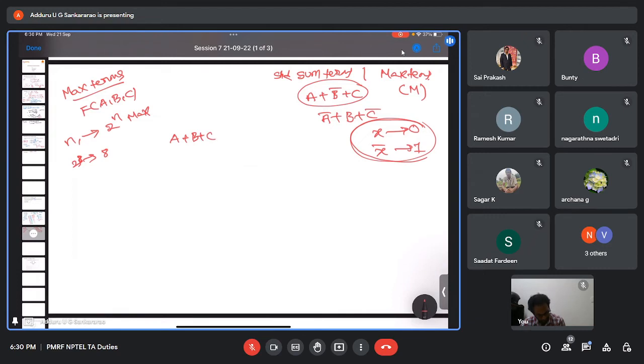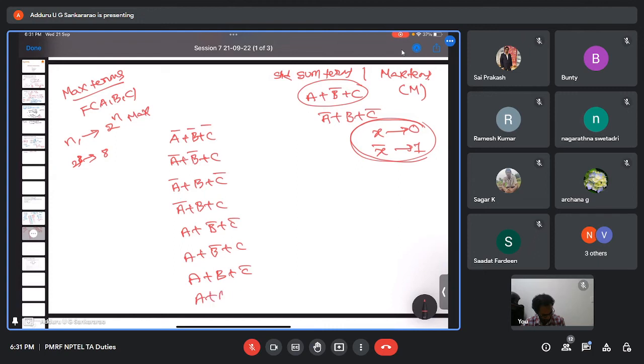A plus b plus c whole bar, a plus b plus c. I said if a variable is there, we'll give 0, and if a variable complement is there, we'll give 1. So for A bar, 1, B bar, 1, C bar, 1. So this is 1, 1, 1, and its decimal equivalent is 7. That's why max terms are represented with M. So this max term is called M7.